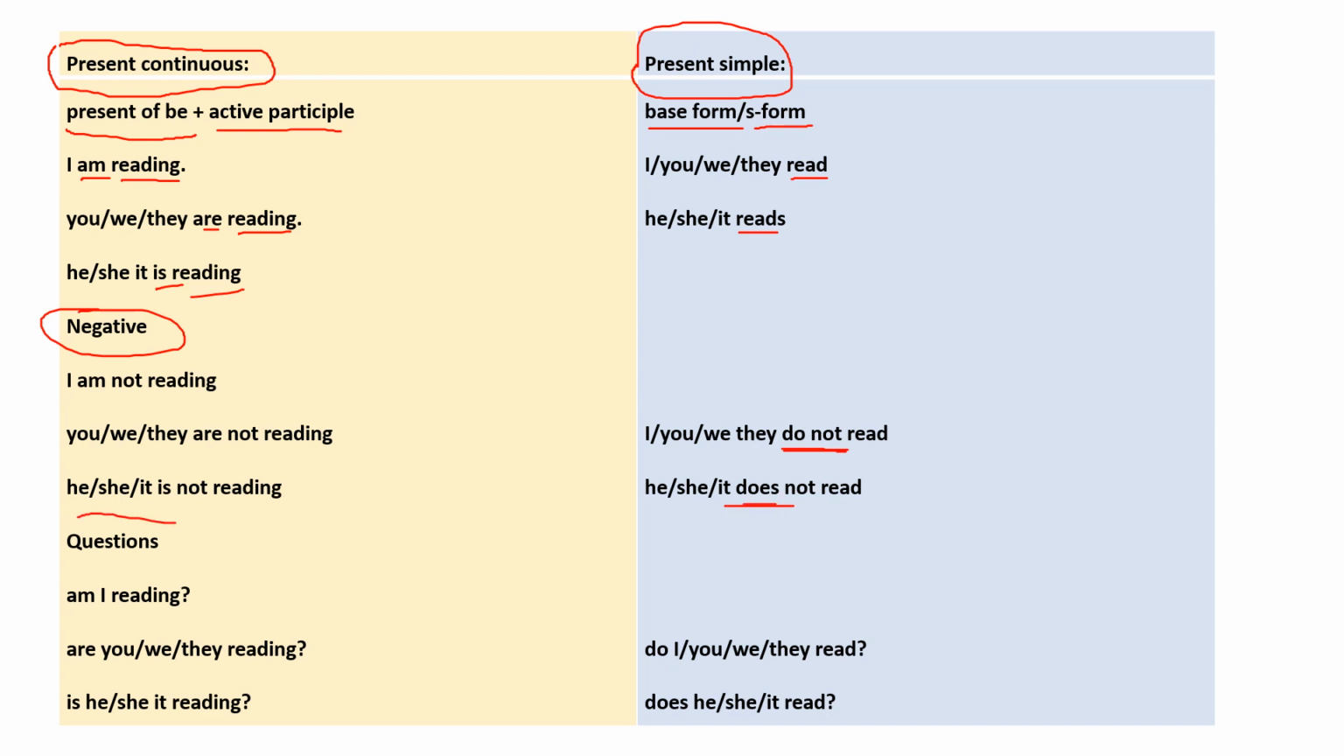As for the questions, as you know, we form the question by using the auxiliary verb. Here, in the case of the present continuous, we have verb to be as an auxiliary. So we start with it in the case that we want to form a question. We can say, am I reading? Are you reading? Is she reading? But in the present simple, we have to use a form of verb to do. So, do I read, or does he or she or it read?